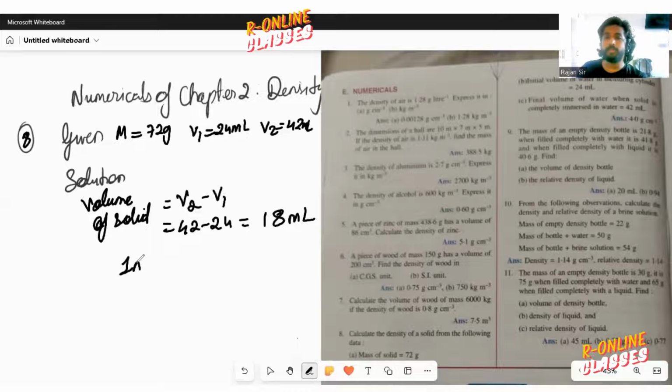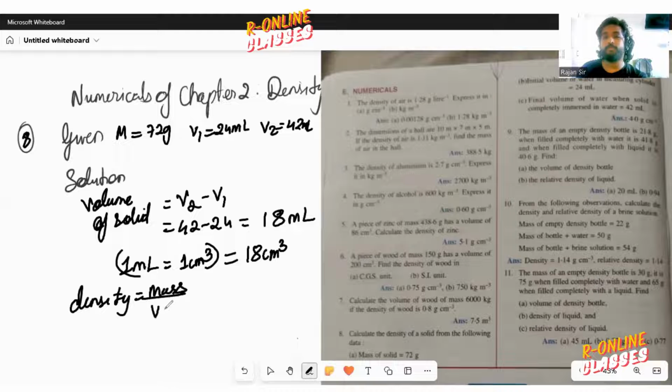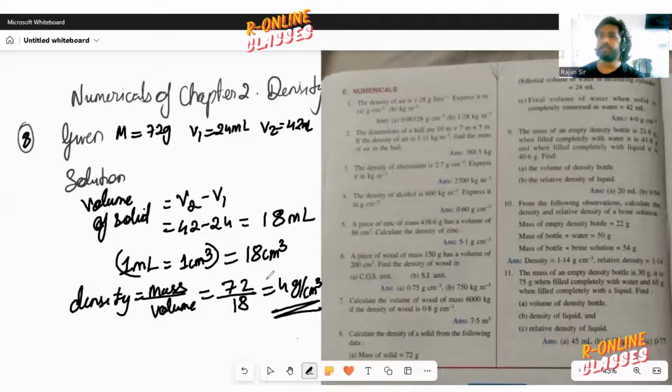Now we know that 1 ml is directly equal to 1 centimeter cube. So I'm converting directly because it's a solid. So I'm taking it directly as 18 centimeter cube. All good. Now the next part, density equals mass upon volume. We already know mass is 72 upon 18, that is 4 gram per centimeter cube. I hope you understood. It was easy. Let's go to the next one.